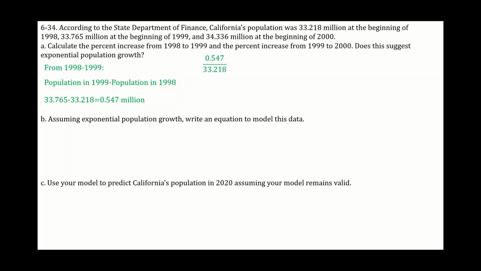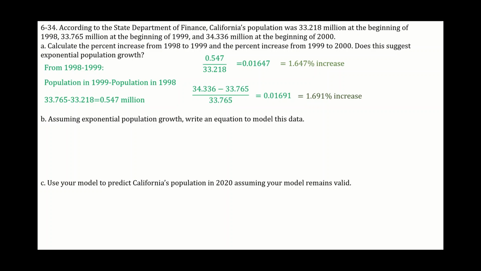So the difference in the amounts divided by the original amount gives you 0.01647, which, converted to a percentage, is a 1.647% increase in population from 1998 to 1999. Then we're going to do the same thing from 1999 to 2000. We need the difference in the populations for our numerator, and then the original population in the denominator, and you end up with a 1.691% increase.